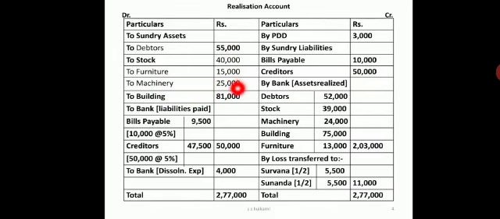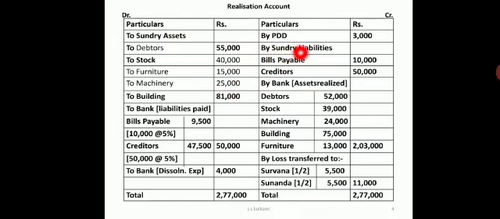All these are taken at the same balance sheet values. So they are called book values. So first I am going to enter all the assets on the debit side of realization at the given balance sheet values or book values.